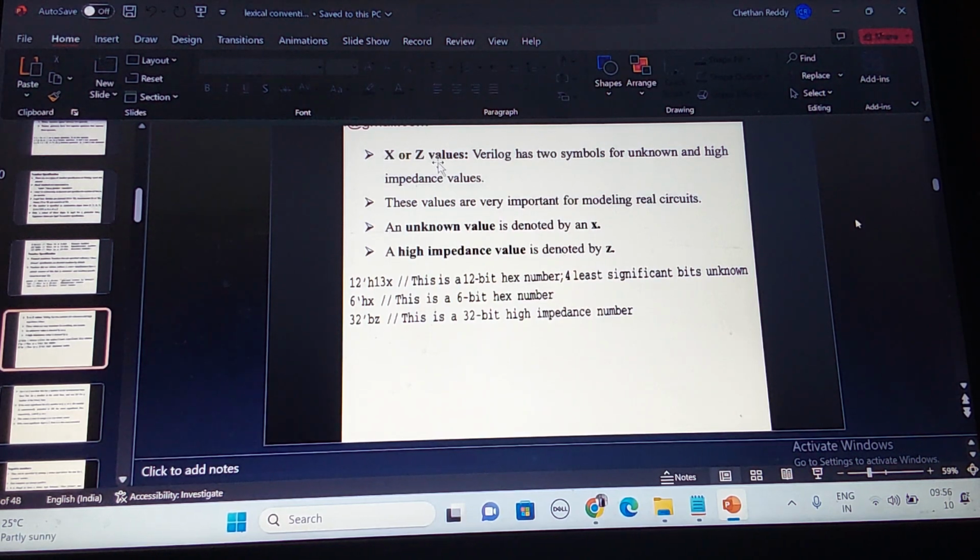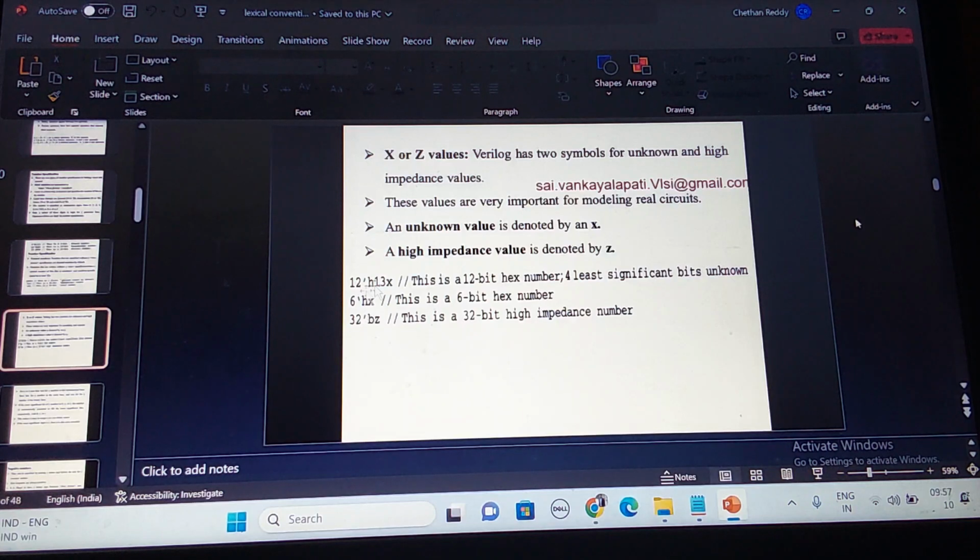Don't care. Z is nothing but impedance, meaning it is telling that it is an open circuit, impedance or a floating state. The floating state in Verilog will be denoted by Z. So Verilog has two symbols for unknown and impedance values. These values are very important for modeling the real circuit. You will understand how these values are important in modeling the hardware. So the unknown value is denoted by X, and an impedance value is denoted by what?